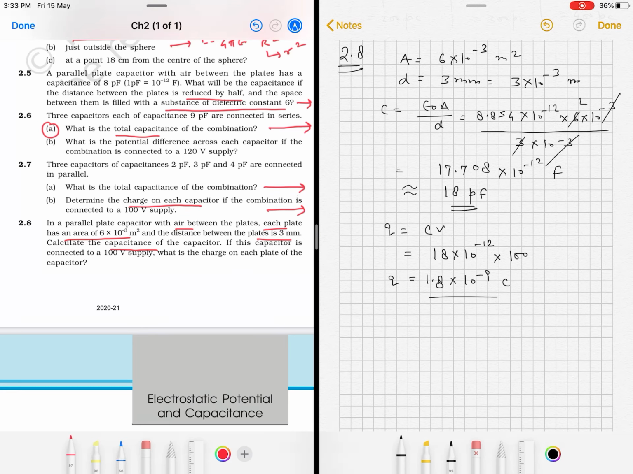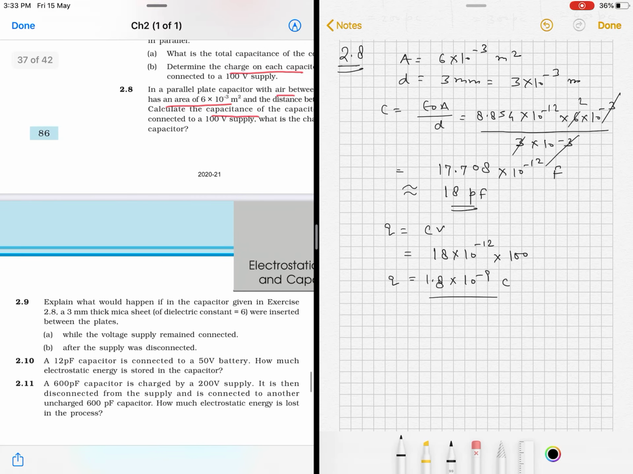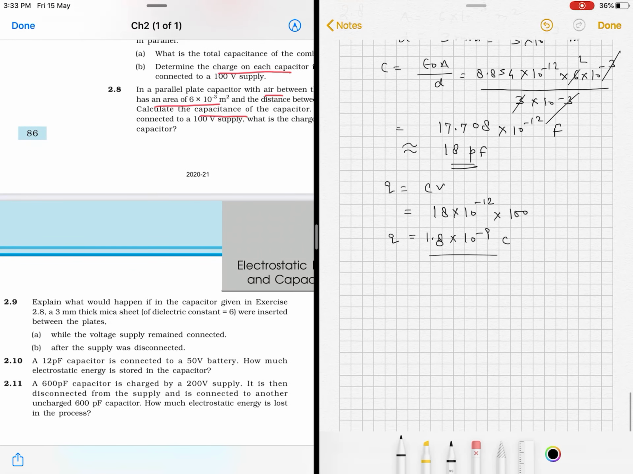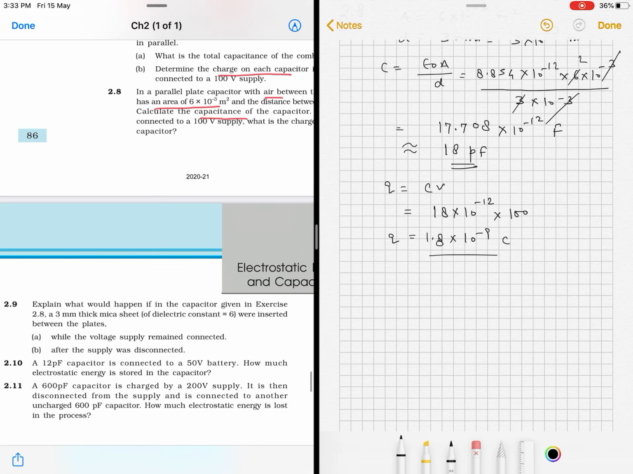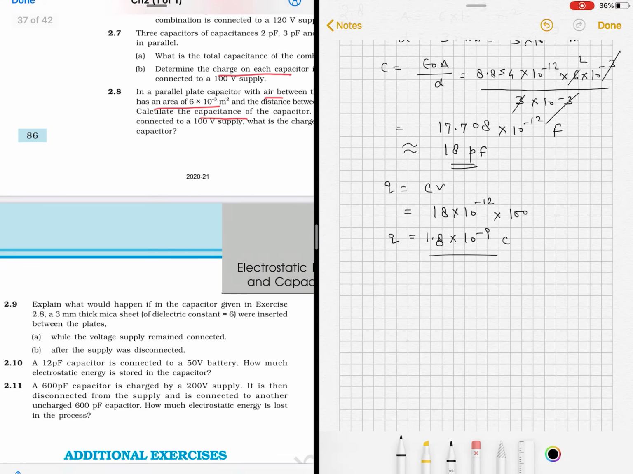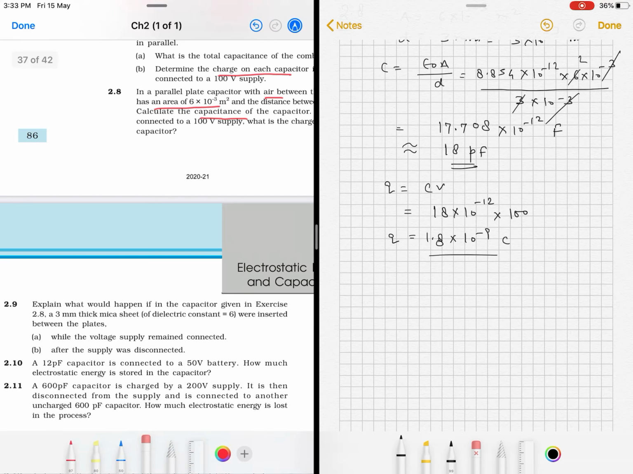Now the interesting question is question number 2.9. This is a very conceptual question. Explain what would happen if the capacitor given in exercise 2.8, a 3 millimeter thick mica sheet, meaning the whole space is filled with a dielectric of constant 6, were inserted between the plates. So what would happen?